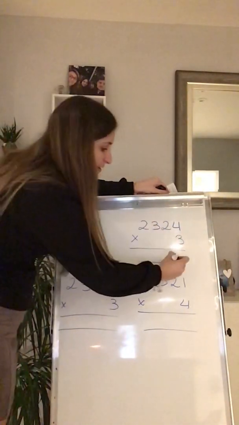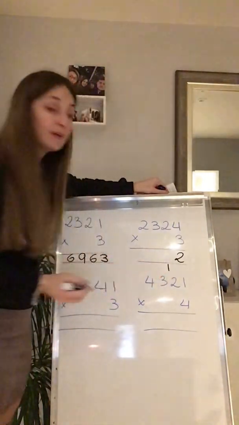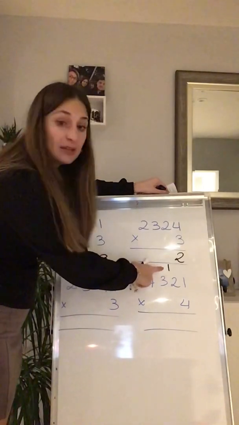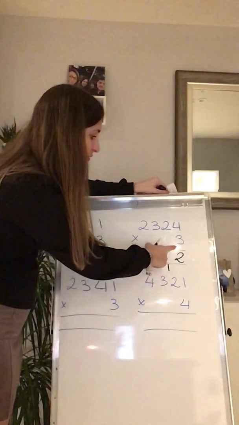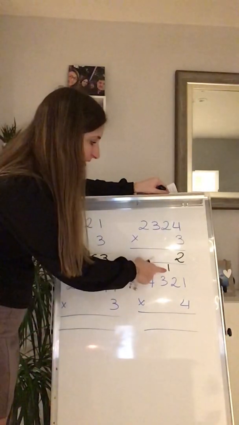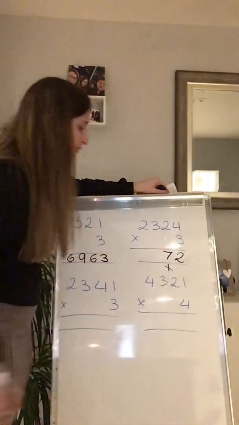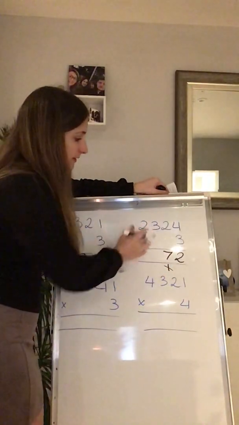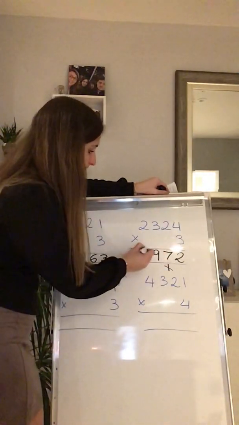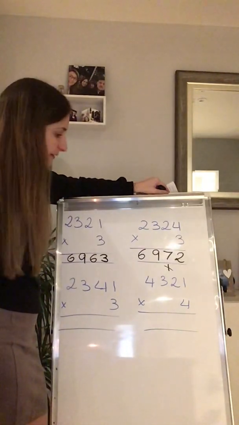3 times 4 is 12. Because it goes over 9 and it has tens, I carry it to my next column, so I regroup it with my next value. So I will need to add 1 at the end. 3 times 2 is 6, add 1 is 7. I've done that, so I will cross it out. 3 times 3 is 9. 3 times 2 is 6. So your answer is 6,972.